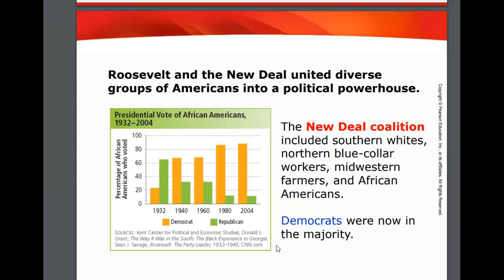African American voting patterns, for example, showed the importance of the New Deal coalition. Before the New Deal, African Americans tended to vote Republican. The Republican Party was the party of Lincoln, and African Americans, dating all the way back to 1865, roughly 1860, when Lincoln was elected, tended to vote Republican. But by responding to the efforts of the Roosevelts, African Americans began to vote Democrat during the 1930s.